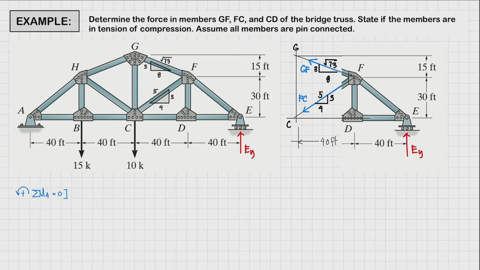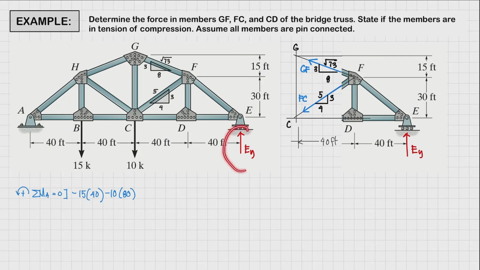Alright, so let's start with 15 kips. So it's going to rotate in a clockwise manner. So this is going to be negative. The perpendicular arm is going to be 40 feet. So we have negative 15 times 40. Next, we have 10 kips. Again, clockwise. So this is going to be negative. Perpendicular arm is going to be 80 feet. So we have negative 10 times 80 feet.